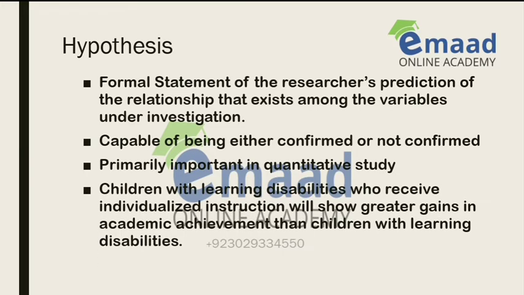So it can be true or wrong. Hypothesis is primarily important in quantitative study. Here is an example: children with learning disabilities who receive individual instruction will show greater gains. Now this is the prediction, that those students with learning disabilities, if they are given individual attention and instruction, will show greater gains. They will learn faster, they will learn more in academic achievement in their studies than those children with learning disabilities.